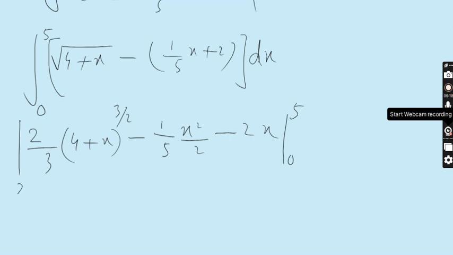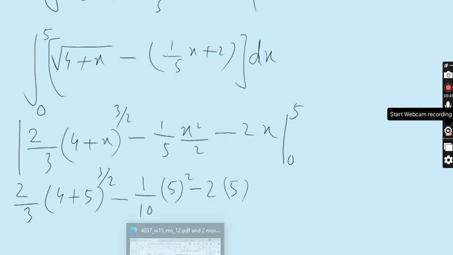2 upon 3, (4 plus x), what is x? x is 5, power 3 upon 2, minus 1 upon 5, 2 is 10, x square, that is 5 square, minus 2 into x, x is 5. So this is the upper limit. What is the rule to apply the limit? Upper limit minus lower limit.